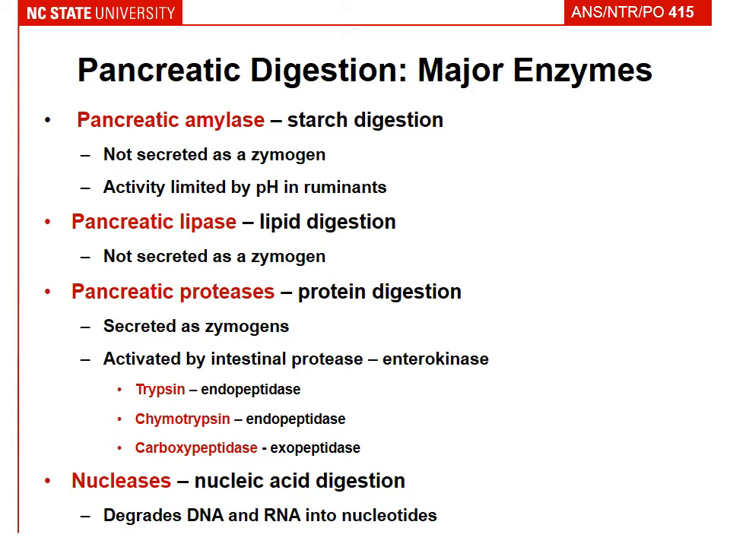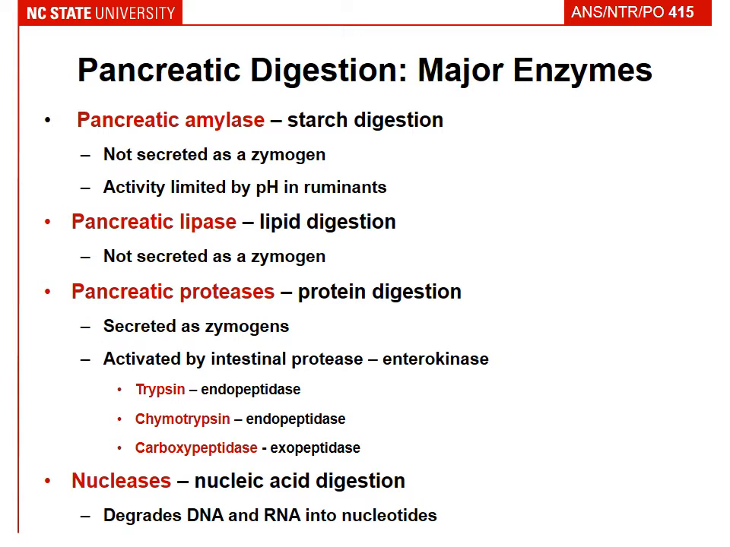And then finally, our pancreatic proteases. These are involved in protein digestion. All of these are secreted as zymogens. They are activated by intestinal proteases. There's an enzyme, enterokinase, that is actually activating these. So we have trypsin, chymotrypsin, and carboxypeptidase. Trypsin is an endopeptidase. Chymotrypsin is an endopeptidase.